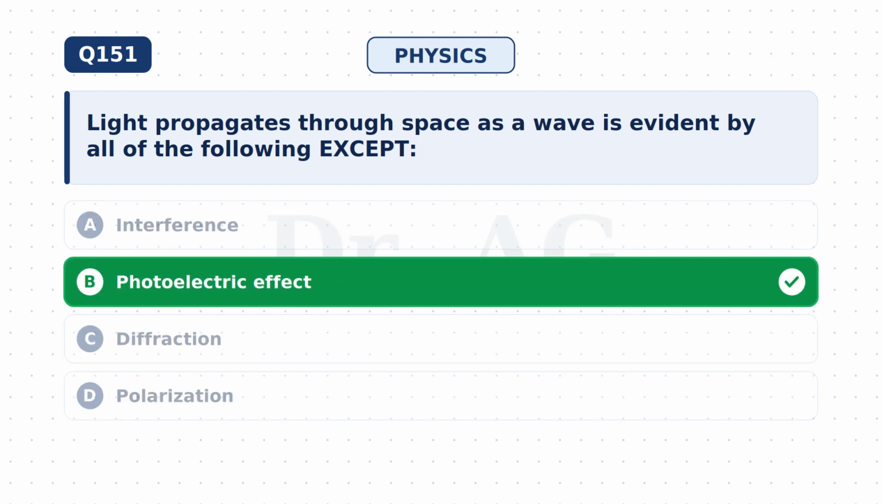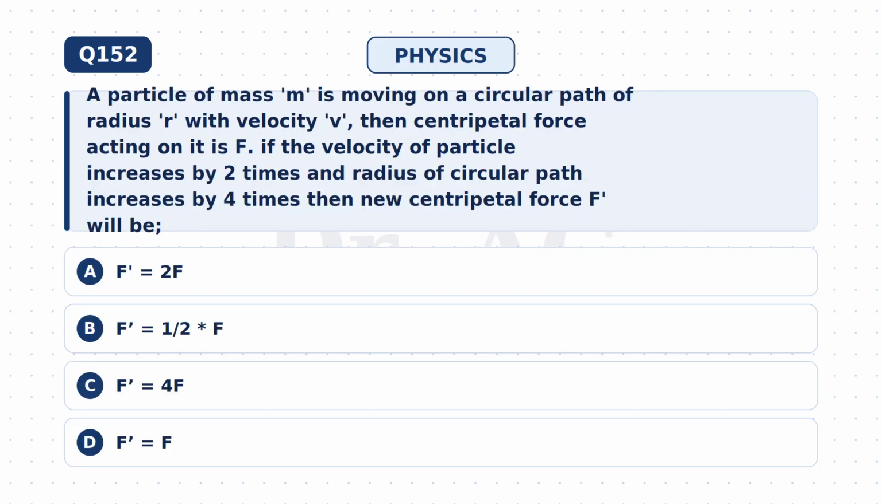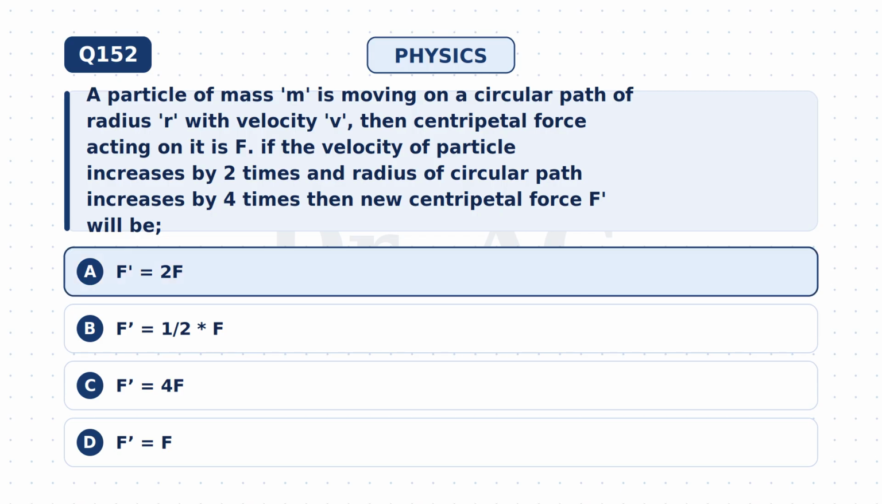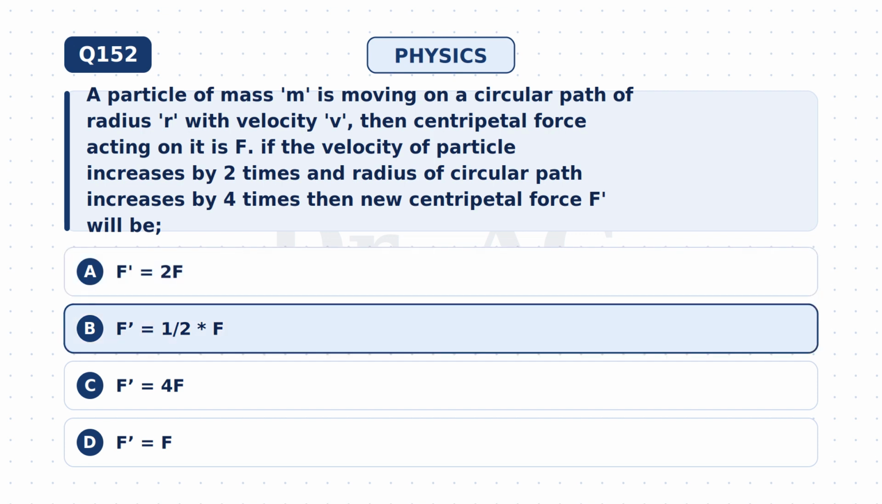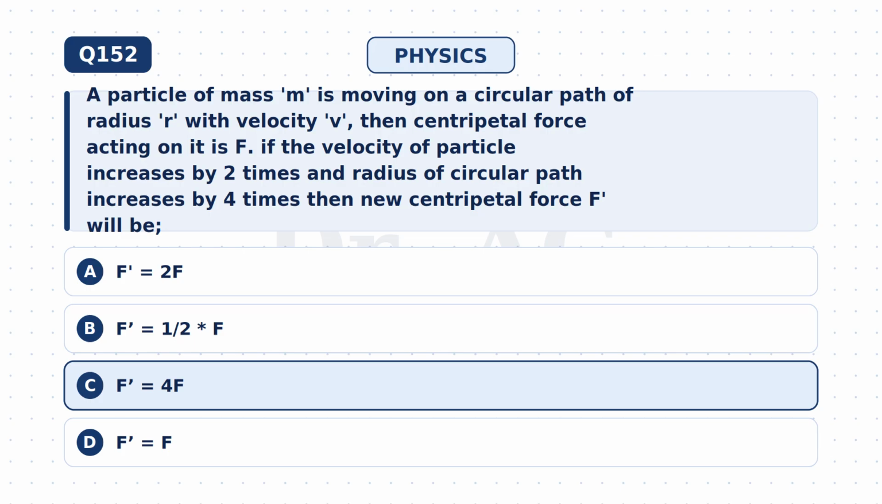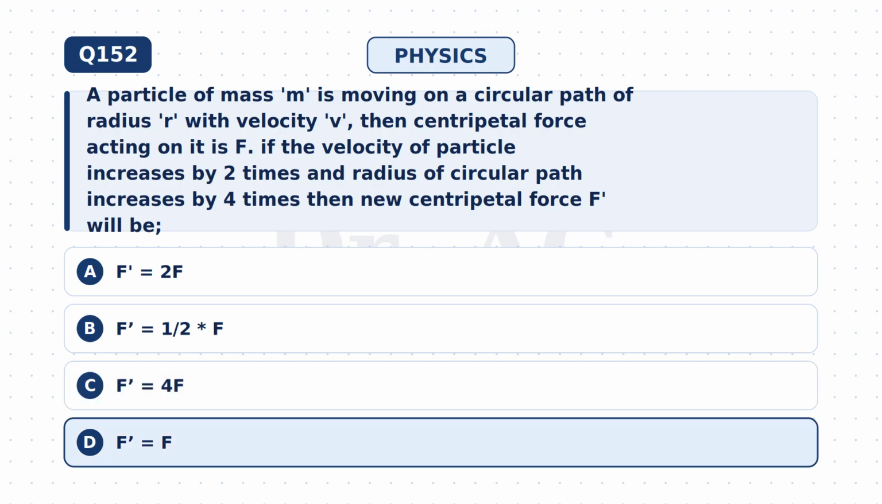The correct answer is B, photoelectric effect. Question 152. A particle of mass m is moving on a circular path of radius r with velocity v. Then the centripetal force acting on it is F. If the velocity of the particle increases by 2 times and the radius of the circular path increases by 4 times, then the new centripetal force F' will be option A, F' equals F/2. Option B, F' equals 1/2 F. Option C, F' equals 4F. Option D, F' equals F.